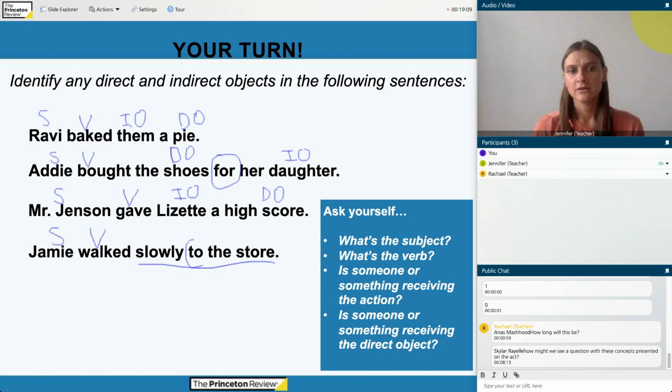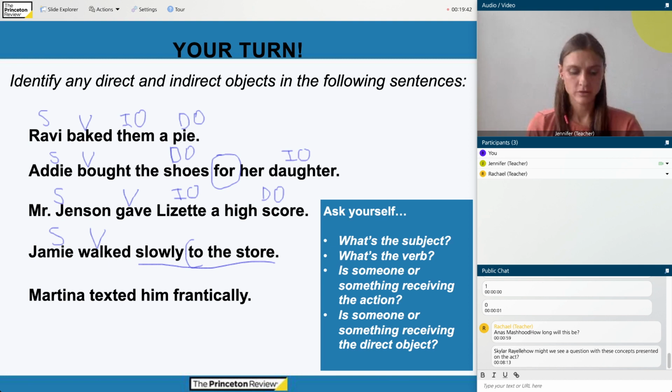But is the store getting something? Jamie walked what? Jamie walked slowly, right? But slowly is the adverb describing how Jamie walked. So that's not a direct object. To the store, that's a prepositional phrase. So that's saying, where did Jamie walk to? Jamie walked to the store. So in this sentence, there's actually not a direct or indirect object. So not every sentence has these objects.